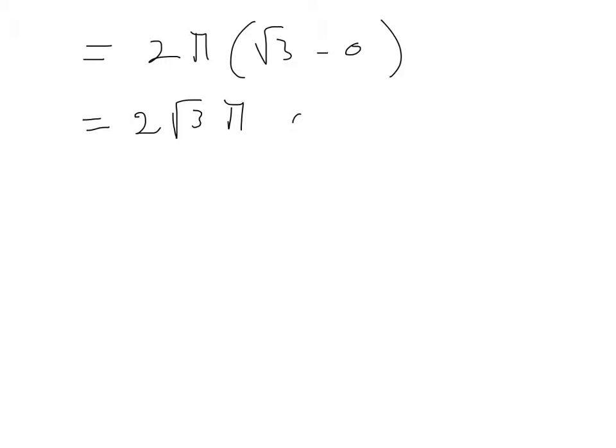And continuing from the previous page, we end up with 2 pi bracket square root 3 minus 0. Tan of 60 is square root 3, tan of 0 is 0, and that gives you 2 square root 3 pi cubic units as we are calculating the volume.